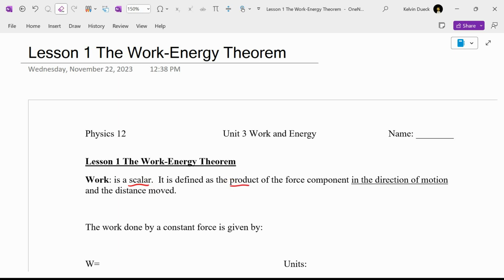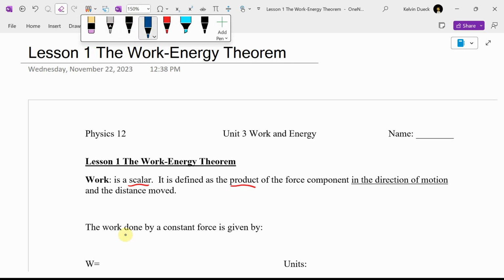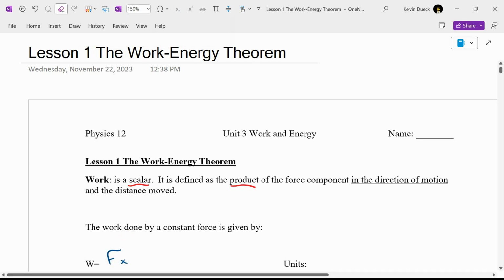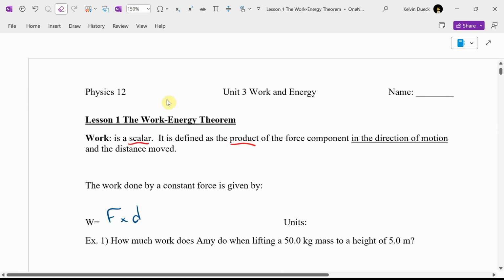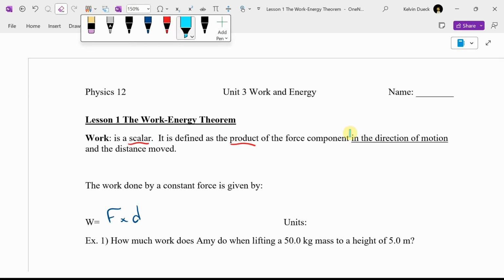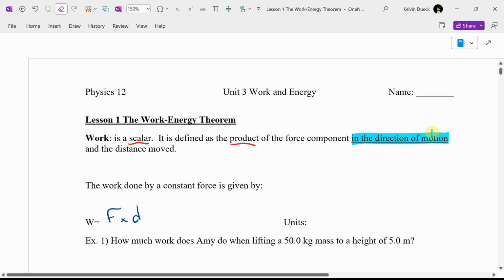It's the product, which means we're going to multiply, of the force component and the distance moved. Work is force times distance. Our abbreviation for work is going to be a capital W, force times distance. But there's a restriction. The key is the force and the distance have to be in the same direction.